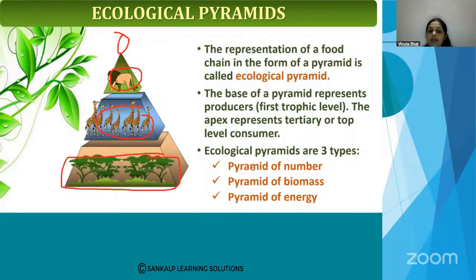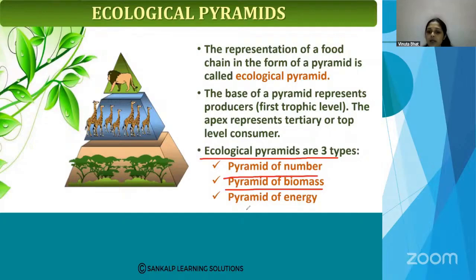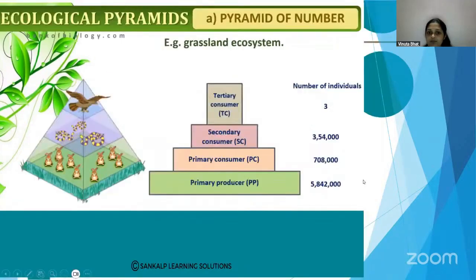So you should draw the pyramid. In your NCERT you are studying three types of pyramids: pyramid of number, pyramid of biomass, and pyramid of energy. So let us start with the first one, the pyramid of number. The example is the grassland ecosystem.